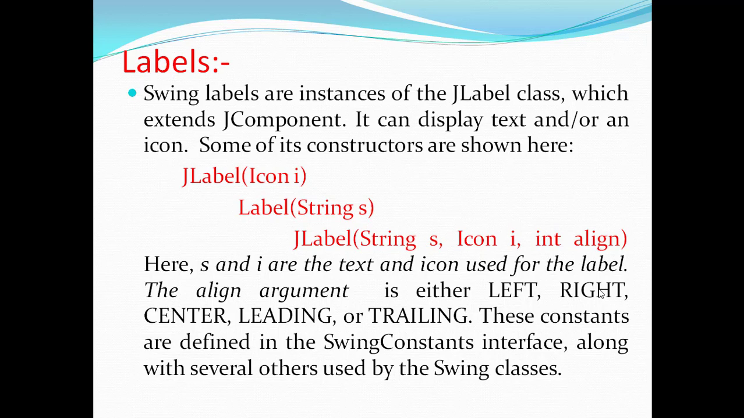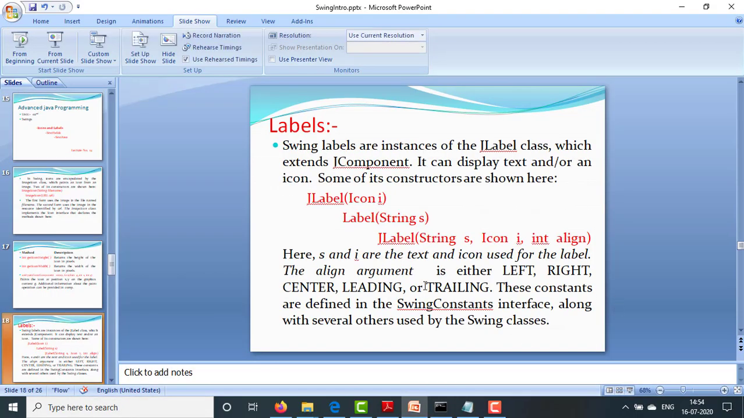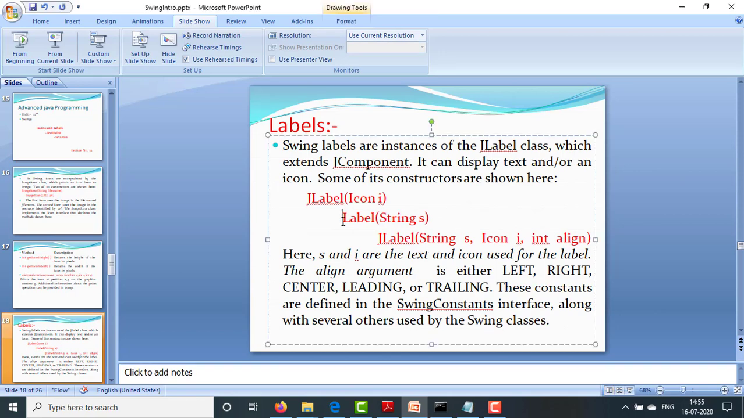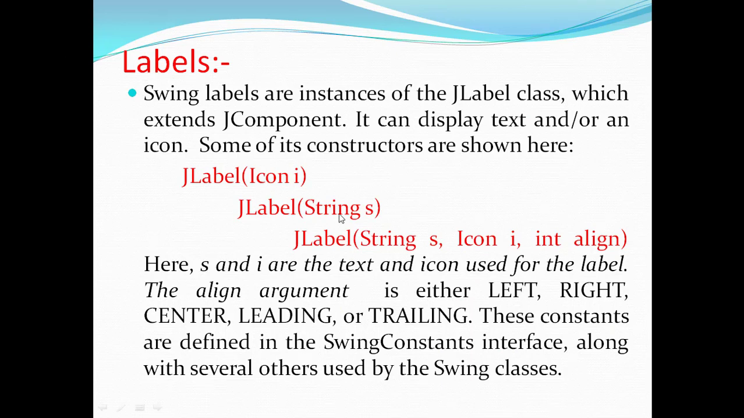Label constructors: JLabel(Icon i). Second constructor, JLabel(String s). Third, JLabel(String s, Icon i, int align). Here s and i are the text and icon used for the label.